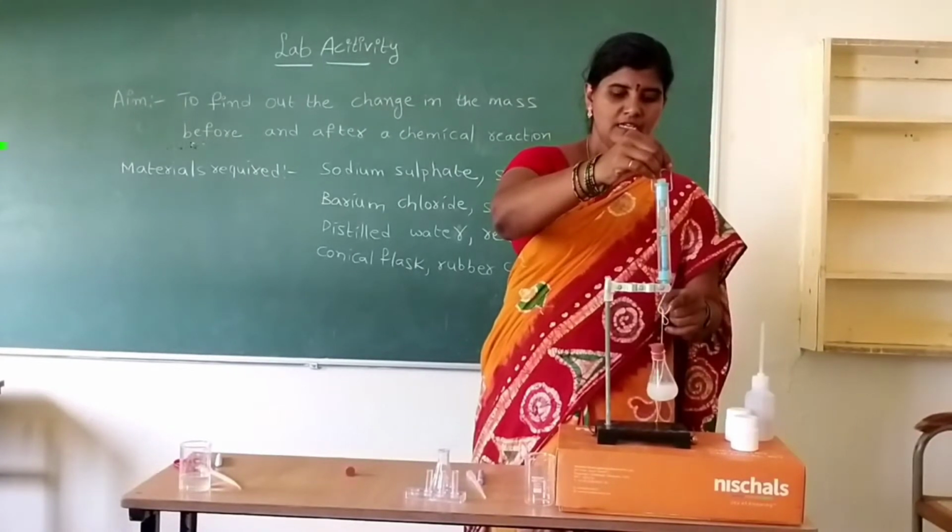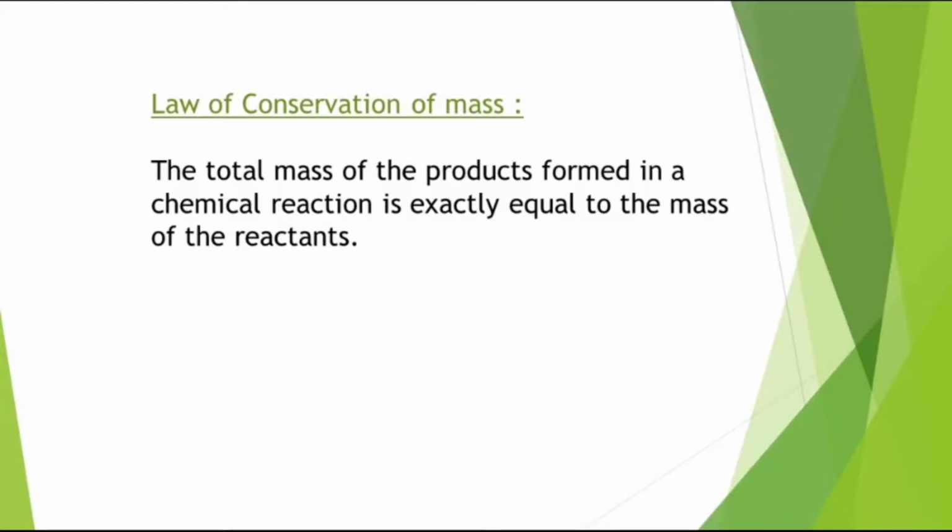From this activity, what is the result? A chemical reaction takes place and the mass remains the same before and after the chemical reaction. Therefore, mass is neither created nor destroyed in a chemical reaction. Law of conservation of mass: the total mass of the product formed in a chemical reaction is exactly equal to the mass of the reactants. This is known as the law of conservation of mass.